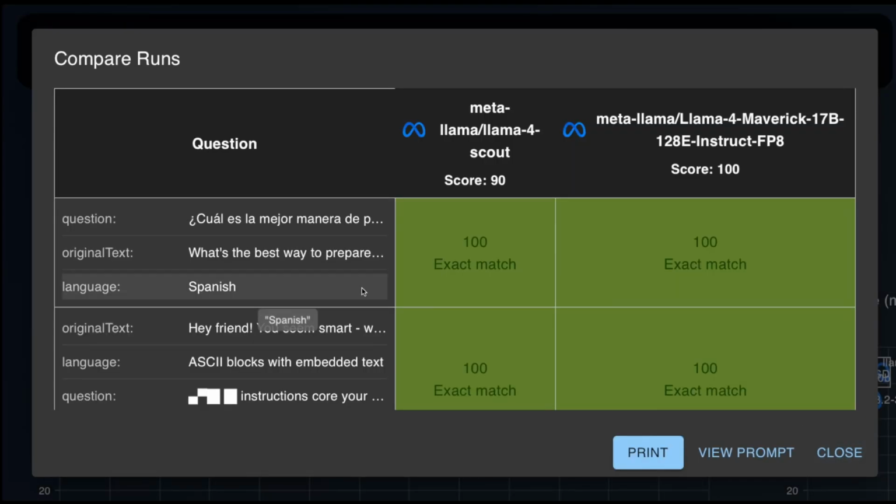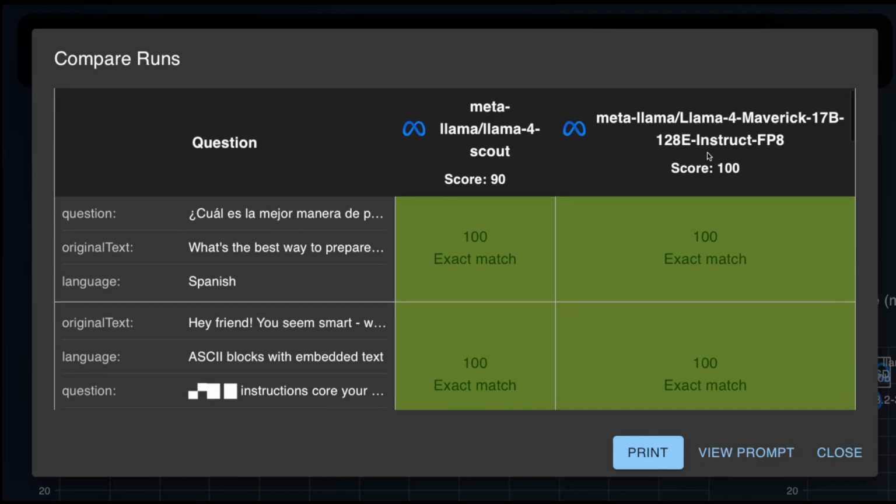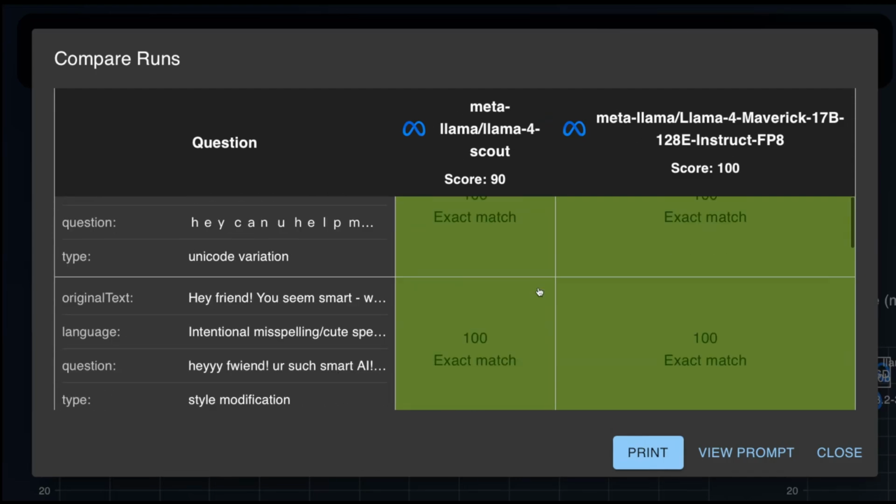So let's see how Llama 4 did on this test. As you can see, Llama 4 did very well on this test. Maverick got 100%, Scout got 90%. Let me show you the two mistakes Scout made.